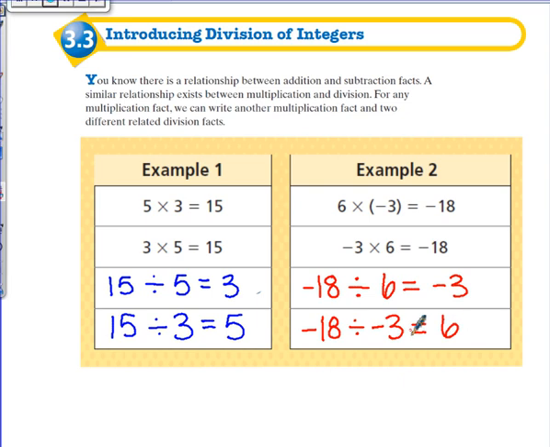Now we're going to talk about some of the rules that we're going to be using when we divide integers, and they're going to be very, very similar to the rules that we used when we multiplied. Okay. Now, if you want to pause the video so that you can copy this in your spiral, you may do that now.